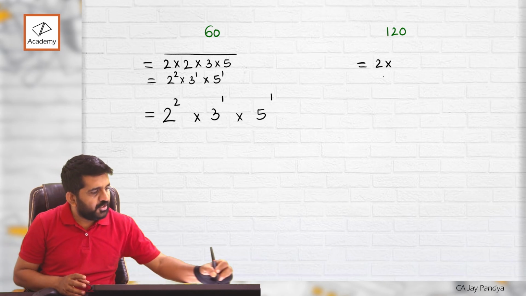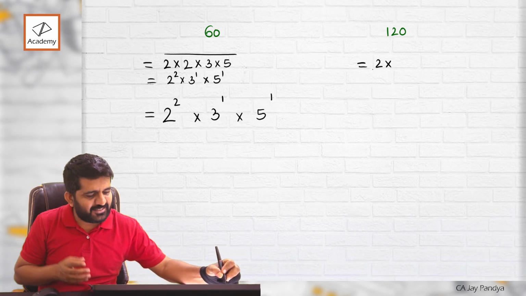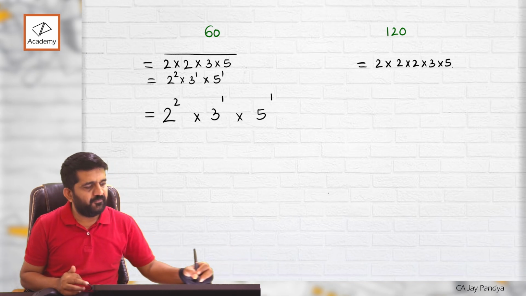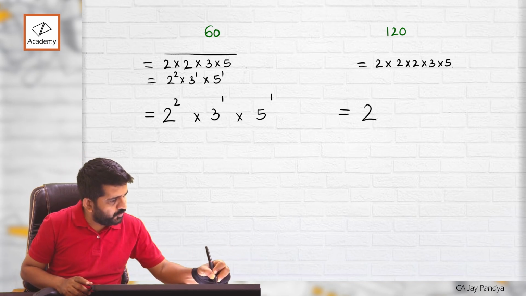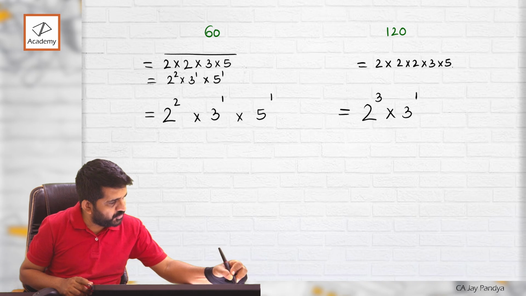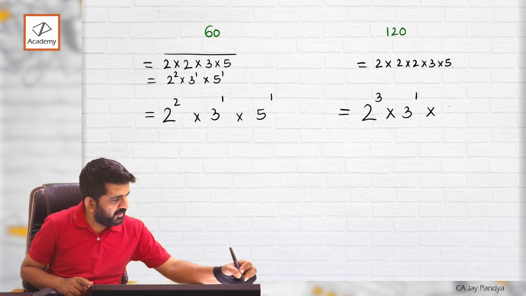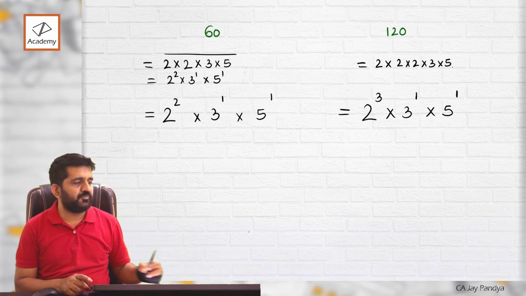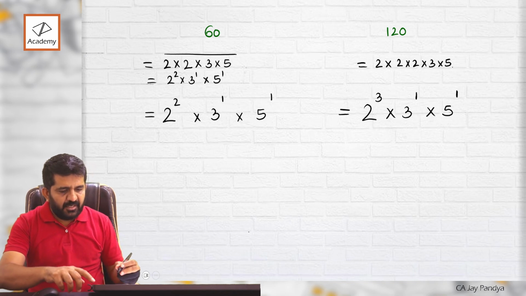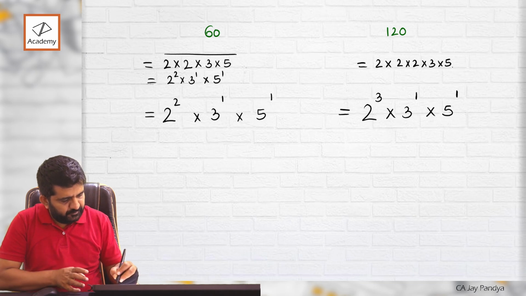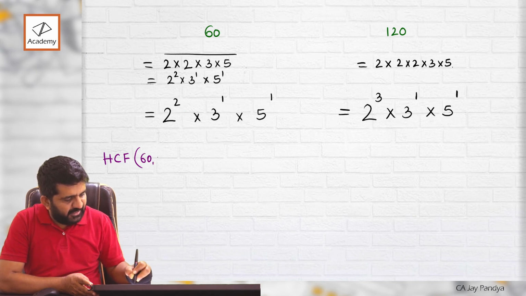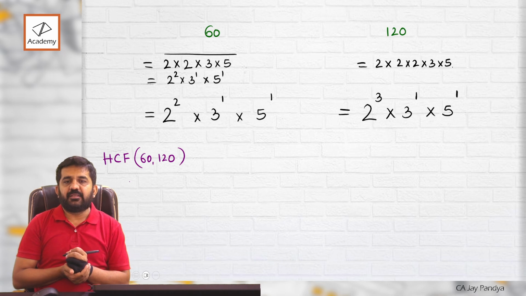So once we have written 2, now the answer is 60. So I can write down this 2 into 2 into 3 into 5. What is my ultimate answer? 2 cube multiplied by 3 raised to 1 multiplied by 5 raised to 1. Right? Let me find out HCF between 60 and 120.